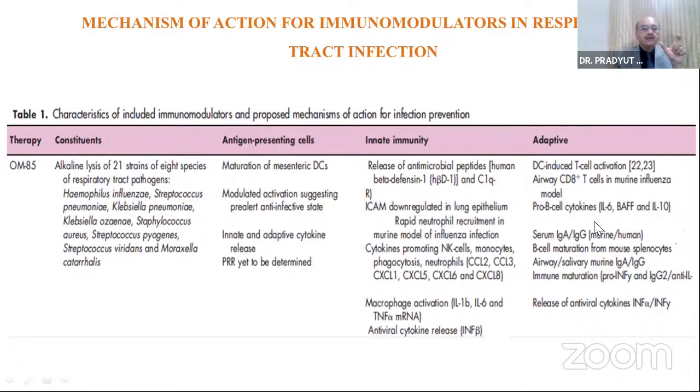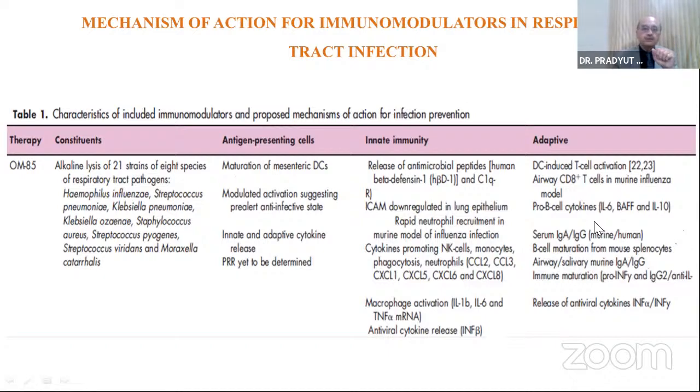OM85 is an alkaline lysate of 21 strains. It contains alkaline components of 21 strains of the 8 species of common respiratory pathogens: Haemophilus influenzae, Streptococcus pneumoniae, Klebsiella pneumoniae, Klebsiella ozaenae, Staphylococcus aureus, Streptococcus pyogenes, viridans, and Moraxella. These are the common bacteria which affect children and even the elderly population. So this OM85 is an extract of these 8 common bacteria.